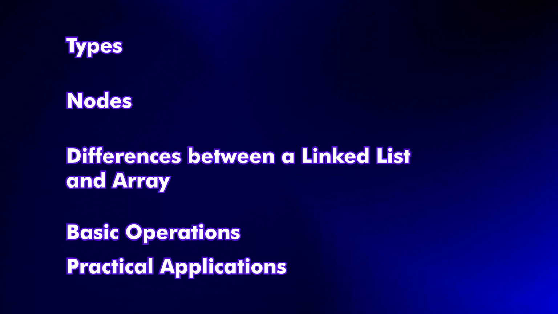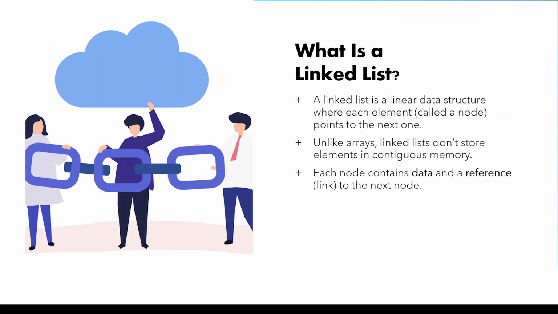Most importantly, you'll be able to know when to use a linked list and how to use linked list to solve real-world problems. So, what is a linked list? A linked list is a type of data structure where each item is stored in its own container. This container is called a node. Each node holds two things: data and reference to the next node in the sequence.